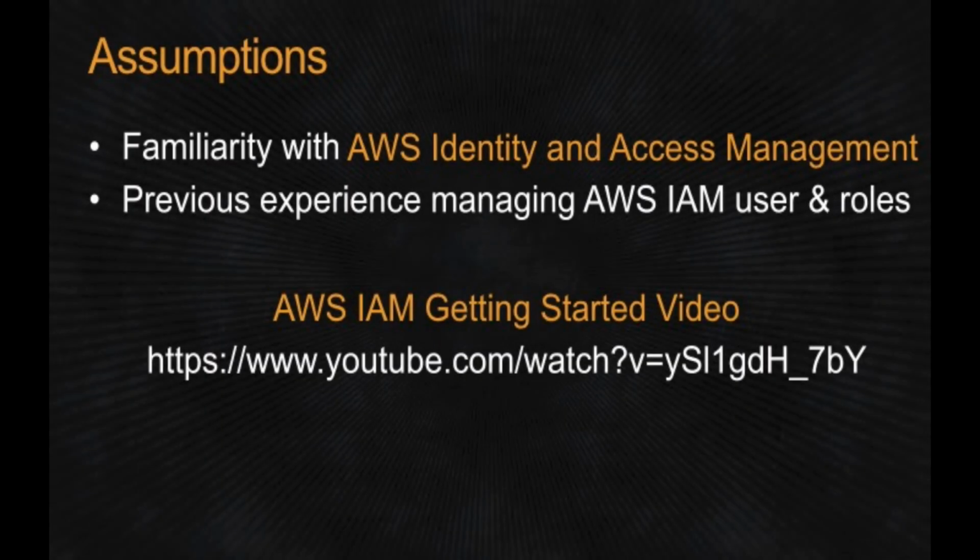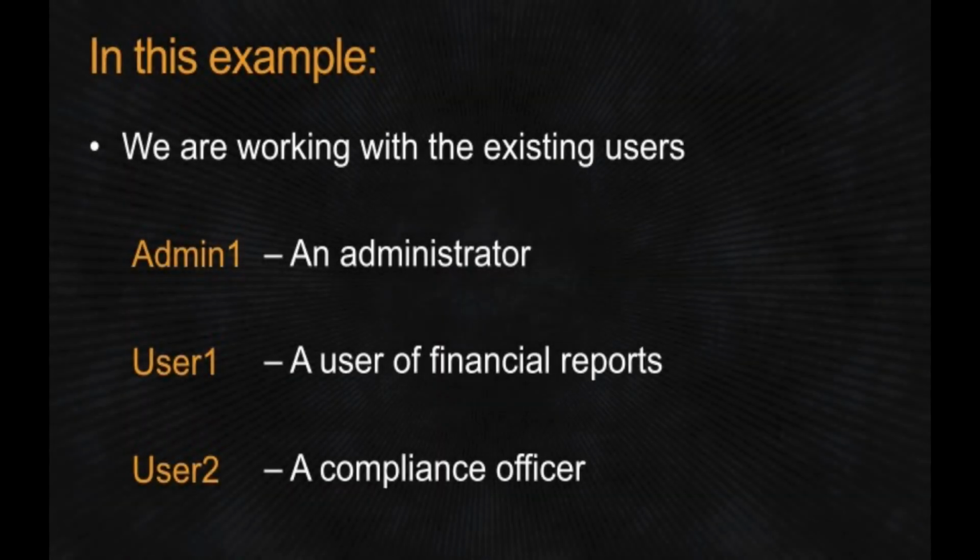We assume that you have a basic understanding of AWS Identity and Access Management, or AWS IAM, and that you've had previous experience managing IAM users and roles. If you need a refresher, please watch the AWS IAM Getting Started video. In this example, we'll be working with some pre-existing AWS IAM resources. We have created 3 IAM users called Admin1, User1, and User2.